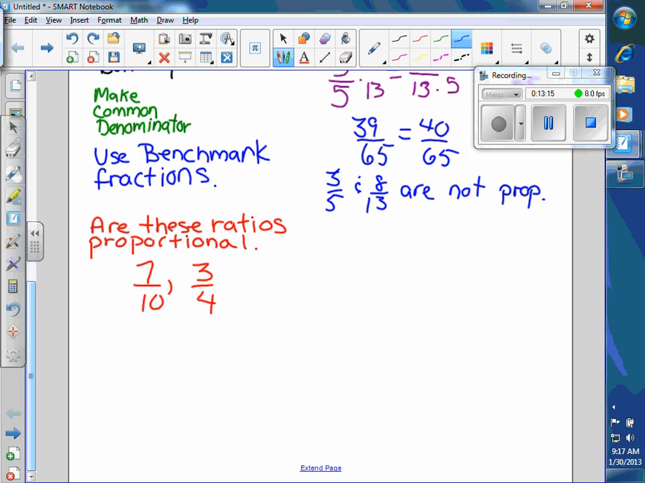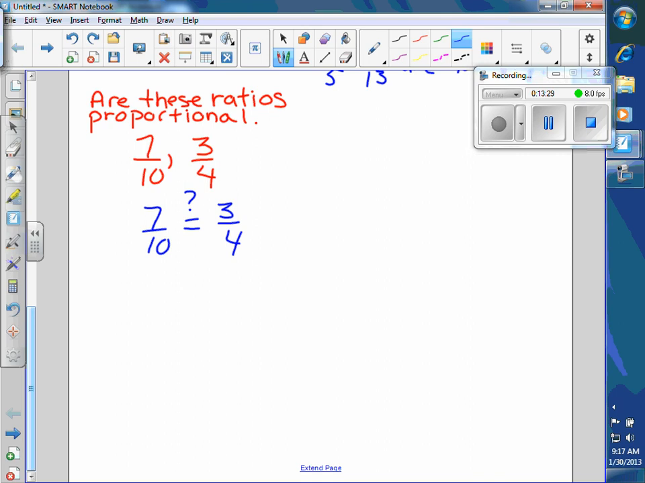What's the fraction for 7/10? So we're still asking the same question. We want to know if these are equal, but what's the benchmark fraction? 70? 70 is not even a fraction. 0.7, right? 0.70 is what you mean, right? What's the benchmark? 0.75. So they're not equal. We didn't have to do those harder steps because we recognize benchmark fractions. So we just say 7/10 and 3/4 are not proportional.